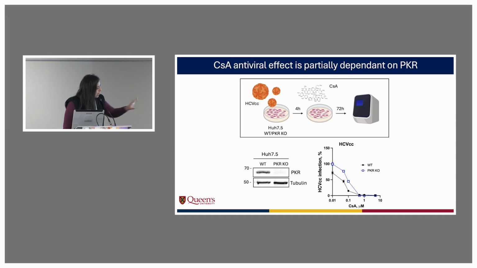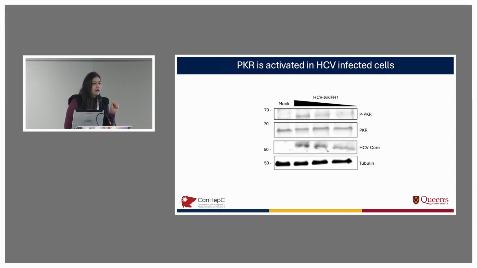However, in blue, in the squares, when we treat infected cells lacking PKR with cyclosporine A, we see that the antiviral effect of cyclosporine A is partially lost. So that meant that the cyclosporine A antiviral effect is partially dependent on PKR presence. Taking that into consideration, we decided to check what would be the level of PKR activation in regular infection.